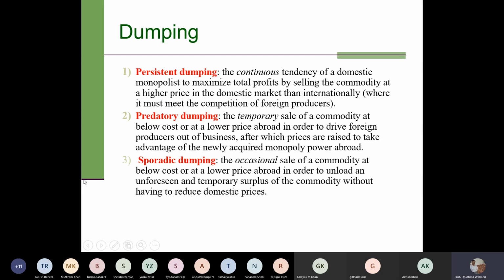Now, if you look at all these three cases, they are not good for the country which is importing the product, because if the foreign firm is selling their product in your market at a lower price, below cost, then this will destroy domestic industry. It will not be possible for the domestic industry to compete with this foreign firm, those who are doing dumping. And under these, you see, if there is a continuous tendency, it's okay. Okay, but it will hurt your domestic market, domestic industry.